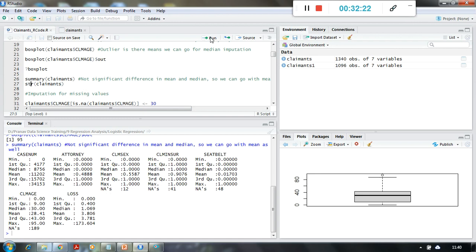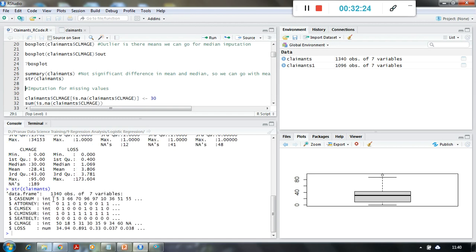Now let us see the structure of the claimants, where we can get the data types. So case number is integer, attorney is again integer, claimant sex is integer, claimant insurance is integer, seatbelt is integer, claimant age is integer, and loss is number. These are the data types in which the data is actually stored.